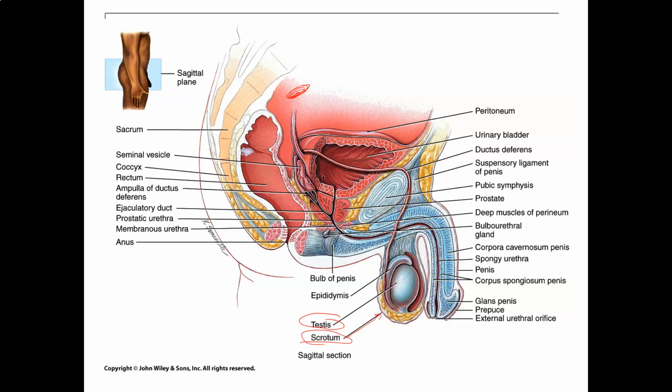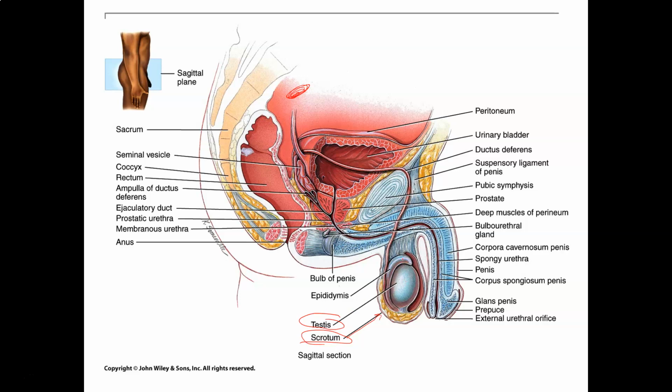If the testes get too cool, the muscles will contract and pull it closer to the body to raise the temperature, and then vice versa. If the temperature's too high in the testes for sperm production, they'll relax. So the scrotum is not just protecting the testes. It has regulation of temperature as a function.